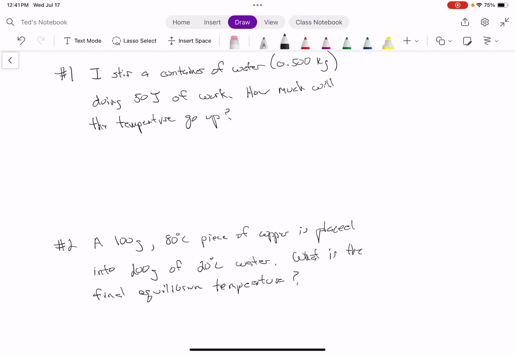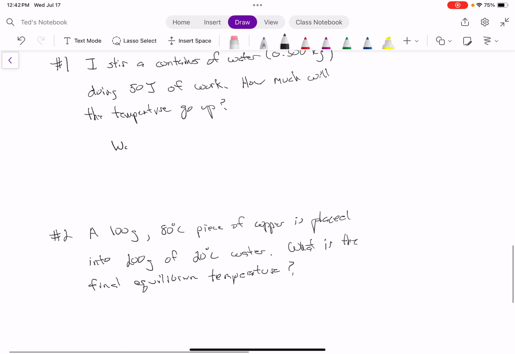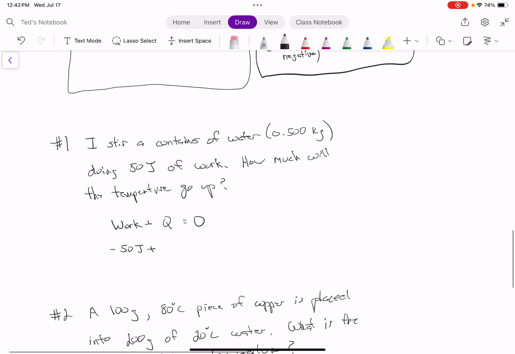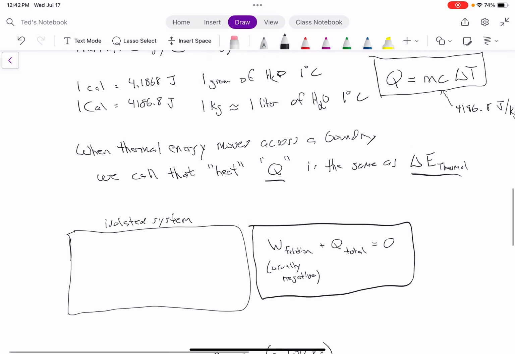All right, so 2 quick examples. If I stir a container of water that's 0.5 kilograms of water, and I do 50 joules of work, how much will the temperature go up? So we're going to assume that the water is an isolated system. That means that the work done plus the change in thermal energy, Q, is going to equal 0. When I do 50 joules of work, that's going to be negative 50 joules. And then the Q here is going to be the Q required to change the temperature, which is going to be mc delta T.